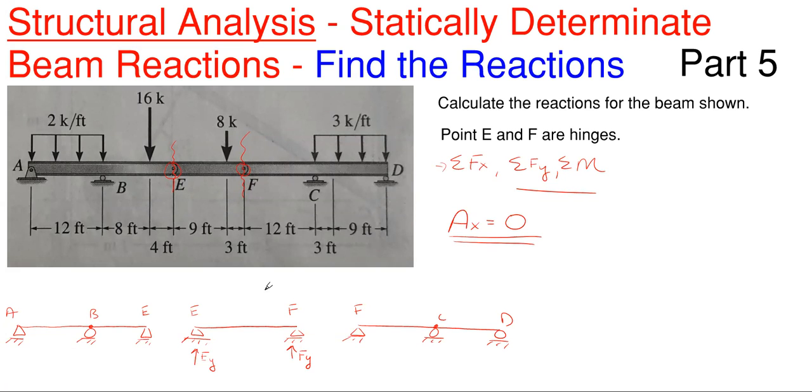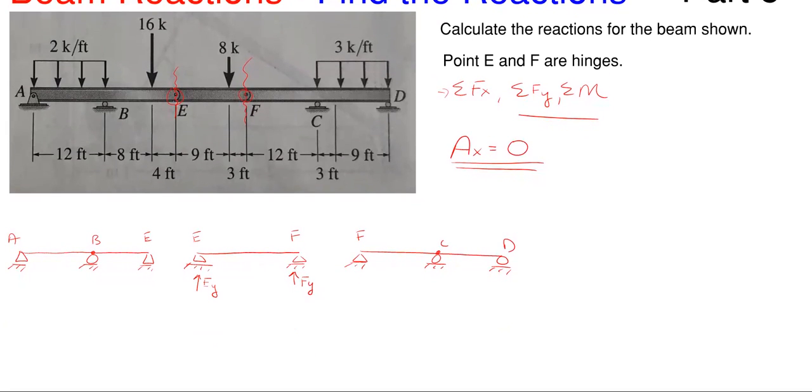So looking at the middle one, this is all we have. We have 2 reactions and 2 unknowns here, EY and FY. Well, we can solve for that. So let's go ahead and redraw this. We have 8 kips, and when you're looking at your member, you only care about what's being applied to that member and the reaction points attached to that member.